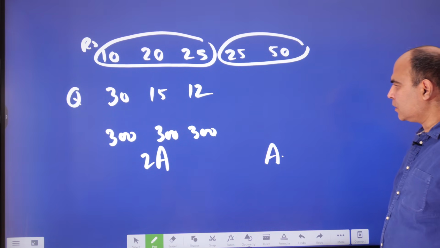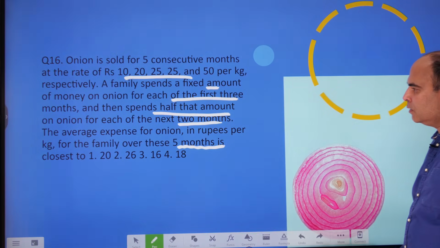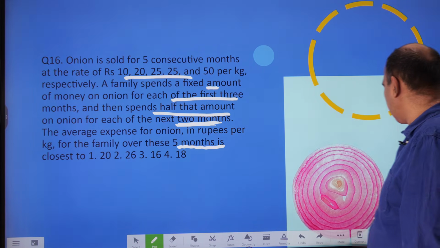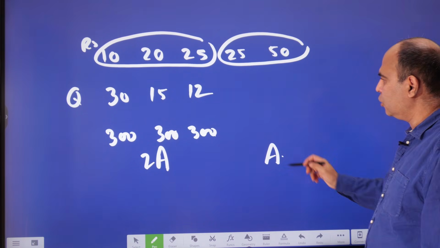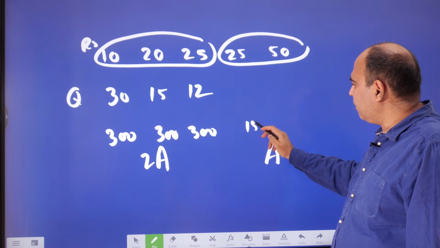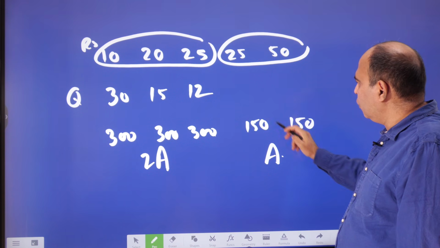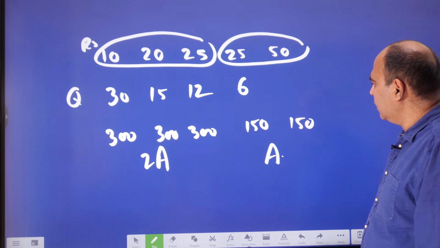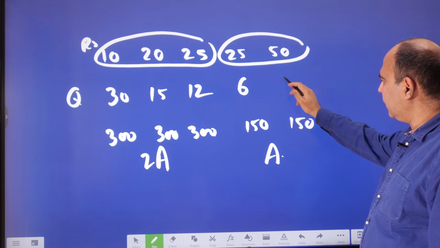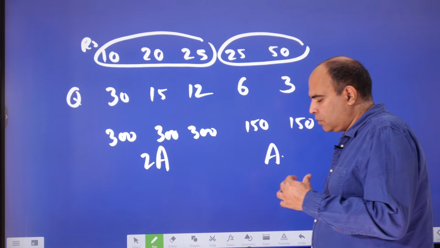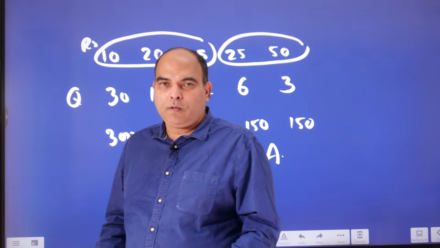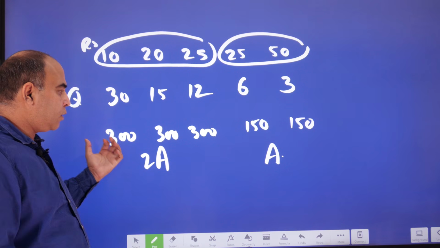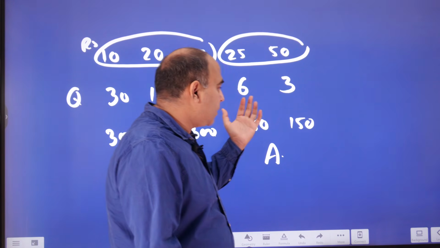And in the last 2 months, you spend half that amount on onion for each of the next 2 months. That means the last 2 months, you are spending an amount of 150 each. So you'll be able to buy at 25 rupees a kg, you'll be able to buy 6 kgs, and at 50 rupees a kg, you'll be able to buy 3 kgs. So the question is pretty simple. What is the average price per kg over the 5 months? Average price can be got by total amount spent divided by the total quantity.